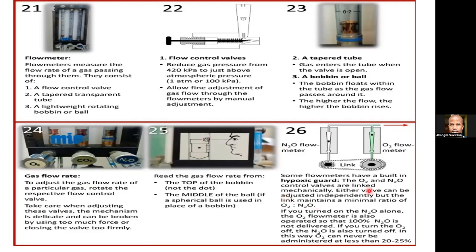And then the hypoxic guard, we just mentioned that oxygen and nitrous control valves are linked mechanically such that if you open nitrous only, the oxygen will start going up also. And then also if there's an oxygen failure, then there will be a cutoff of nitrous oxide.